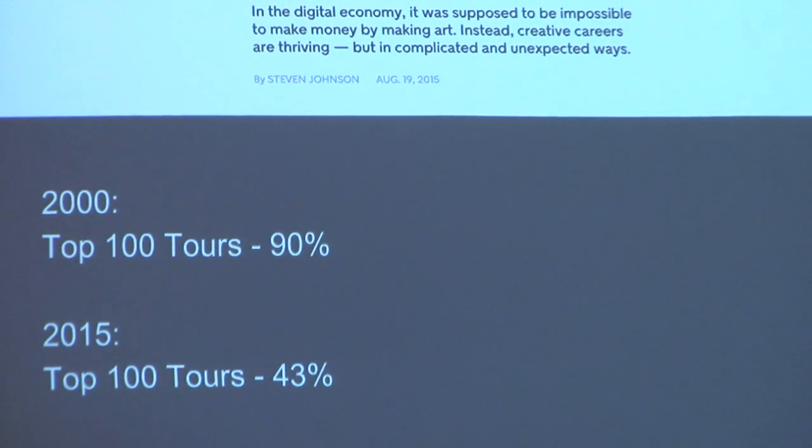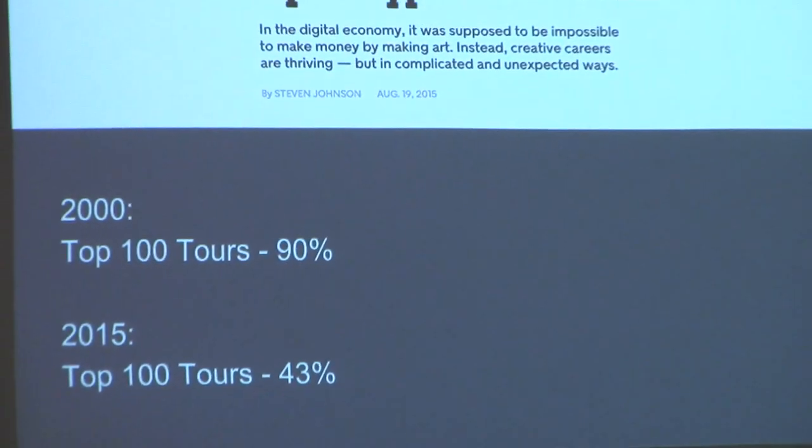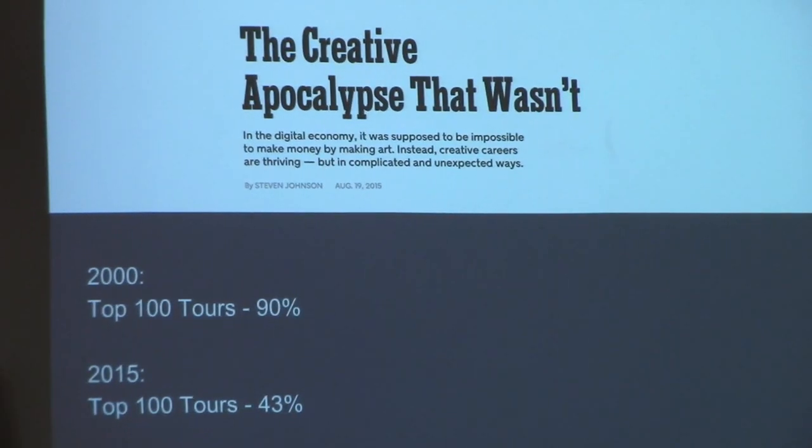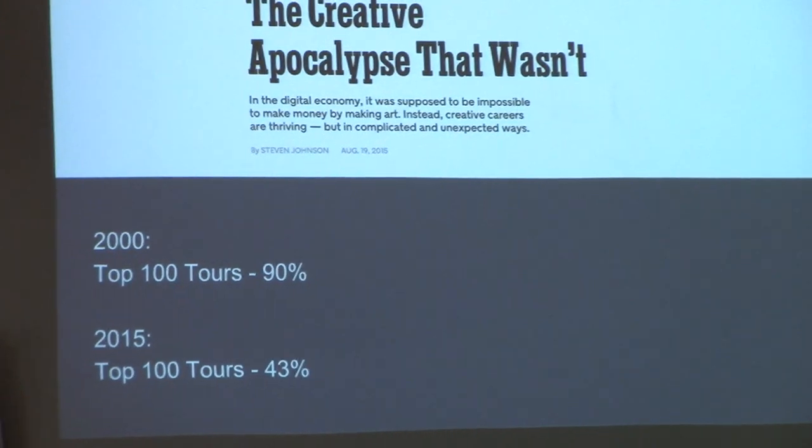In 2000, the top 100 tours, right, took in 90% of all revenues. So the biggest artists had the hugest part of the market. 15 years later, the top 100 tours had 43% of the revenue. Which means, right, that the other 57%, if my math is right, it's probably wrong, 47%, I know there's math professor, 47% have been distributed, right? Potentially independently across the whole community.